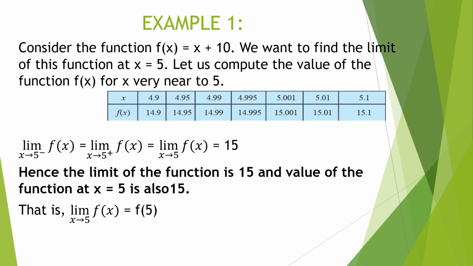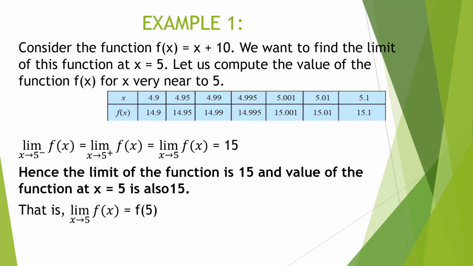Consider the function f of x equal to x plus 10. We want to find the limit of the function at x equal to 5. Let us compute the value of the function f of x for every x which is close to 5. Again I am repeating that in limits we don't find the value of the function at that particular point, but we find the value of the function when the x value approaches that particular value. So we take values which are near to 5 like 4.9, 4.95, 4.99, 4.995, 5.001, 5.01 and 5.1.